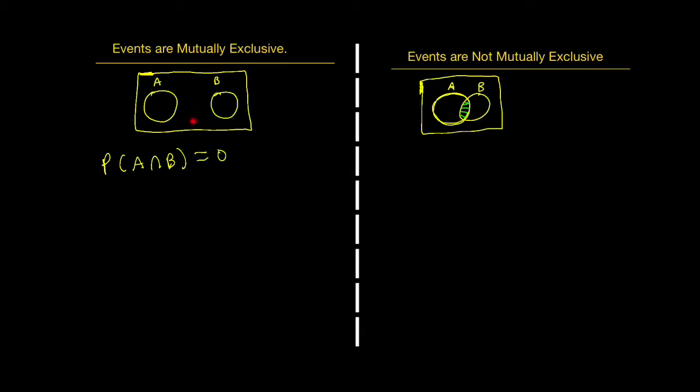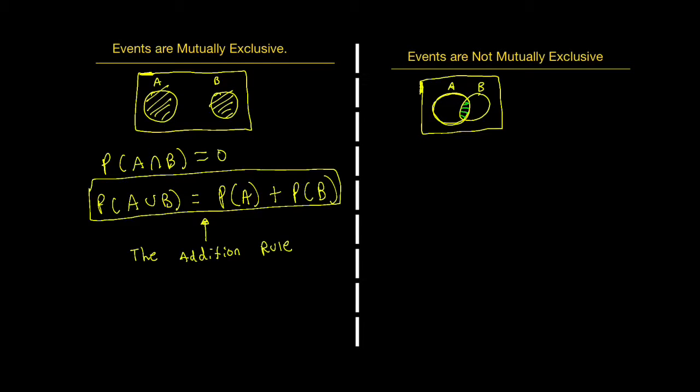And here we can see that there's no sort of intersection going on here. The events are exclusive from one another. Now, if we wanted to calculate the probability of A or B, we could simply just add the two events together. Probability of A or B would equal the probability of A plus the probability of B. We want this or this. And this is the addition rule for mutually exclusive events.